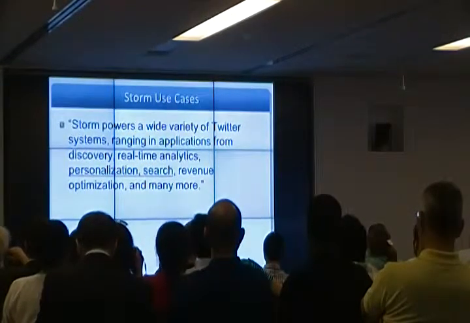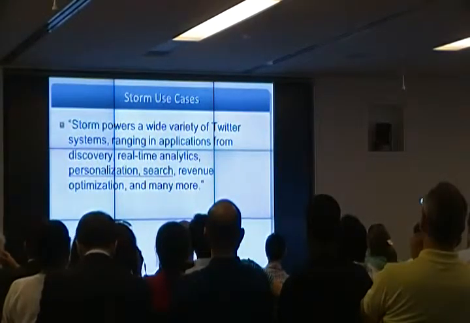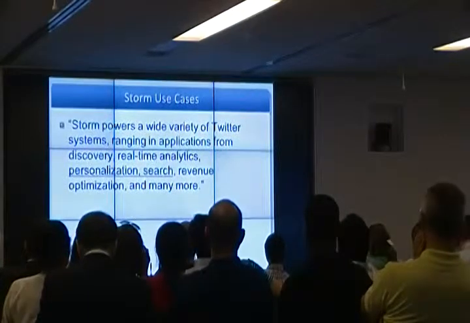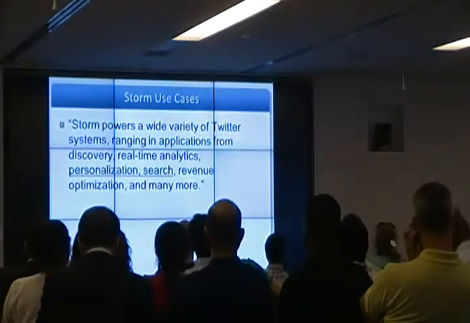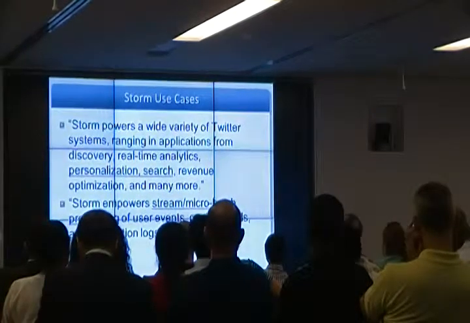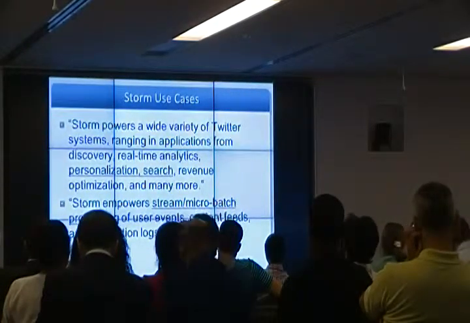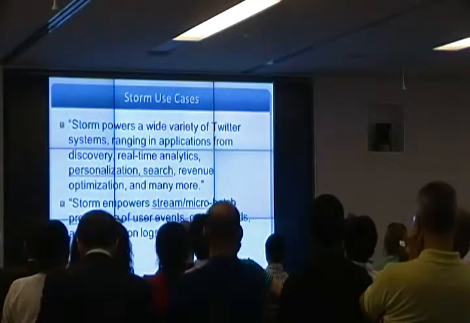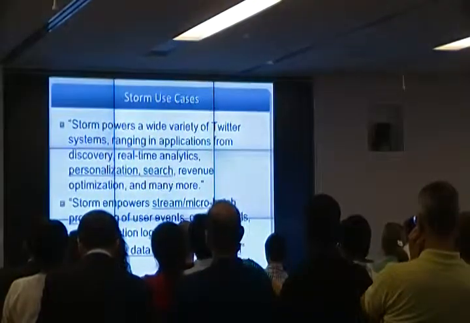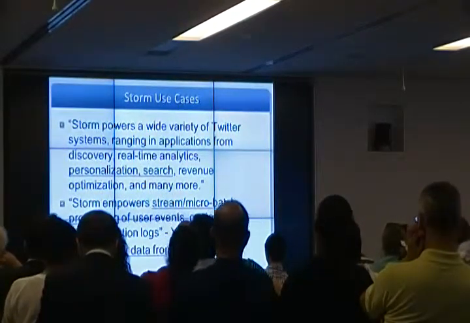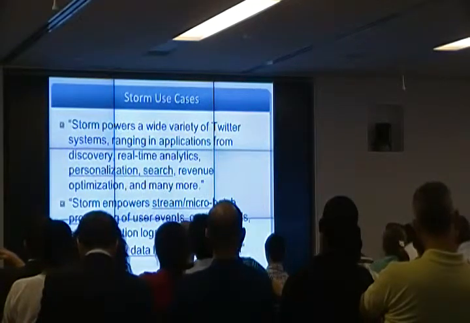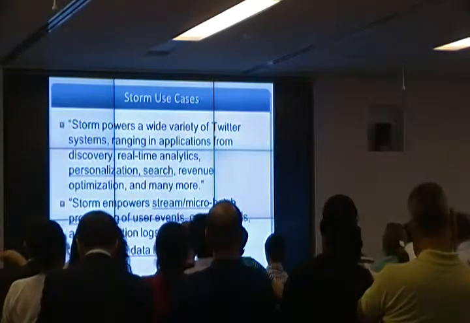Here's how Twitter uses Storm. It's used for personalization, for search, for real-time analytics. No surprise, it's a Twitter product now. And even Yahoo is using it for micro-batch processing of user events, for content feed, application logs. And we're using it to move data, for example, from MongoDB into BI. So it's not limited to analytical jobs. It can do a lot of other jobs as well.